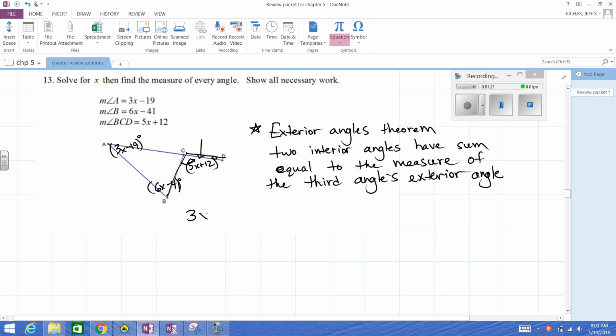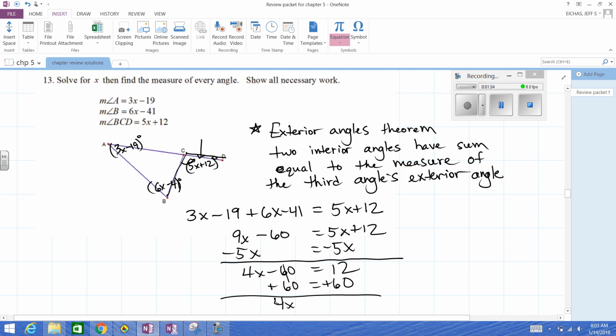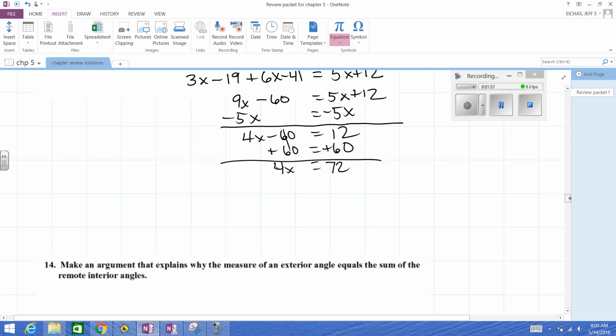So what I want to do is add the two interior angles, and that should equal the exterior angle. All right, so now it's just some algebra. 9x minus 60 equals 5x plus 12. Make sure we're careful from here on out. Avoid any minor mistakes. Okay, so we're keeping it balanced. 4x equals 72, and x equals 18.